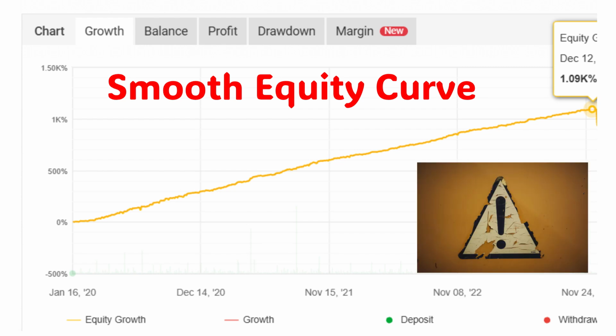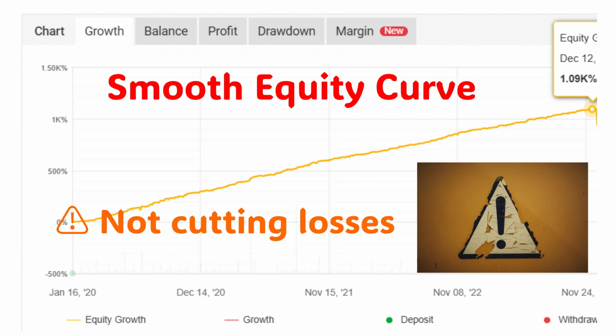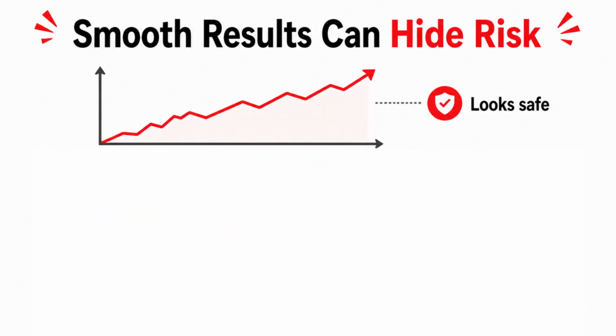In reality, every trading strategy has periods when it does not match the market. There will be losing streaks, there will be drawdowns. There will be periods of stagnation. So if an equity curve keeps rising smoothly with almost no drops, it may simply mean that the EA is not cutting losses. It may be holding floating losses while making the visible performance look clean. A beautiful equity curve does not always mean low risk. In some cases, the risk is hidden below the surface.